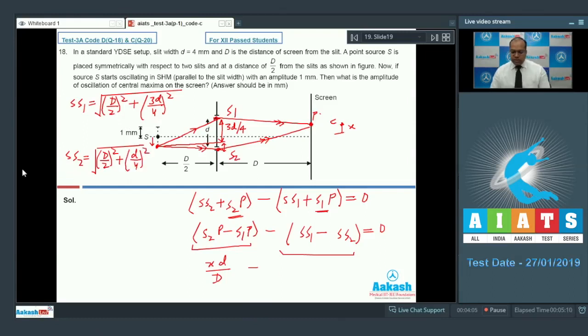So if I solve this SS1 minus SS2 by applying the binomial theorem, then I can find its value comes out to be d square by 2 times capital D. So from here we get the value of x, which comes out to be d by 2. The value of d in question is 4 mm. So 4 mm by 2, it comes out to be 2 mm. So the correct answer for question number 18 is 2. Let's move to question number 19.